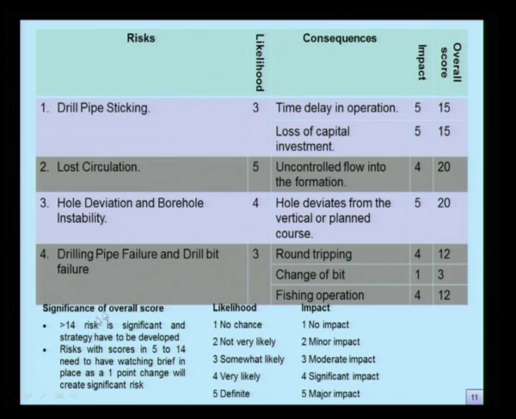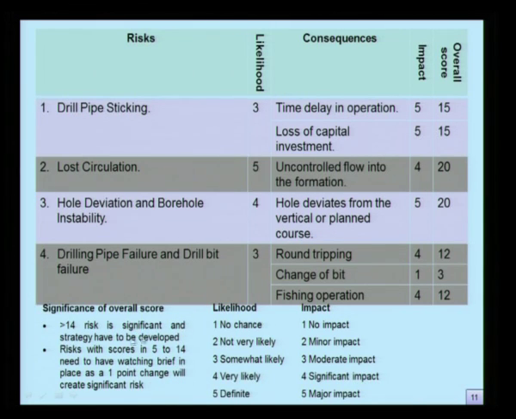So, if the overall score exceeds 14, then the risk is considered to be significant. For example, if we read the table back with this number 14, then the overall score of drill pipe sticking is 15, the lost circulation is 20, and the borehole instability is 20. It means these kinds of drilling risk events are very significant.